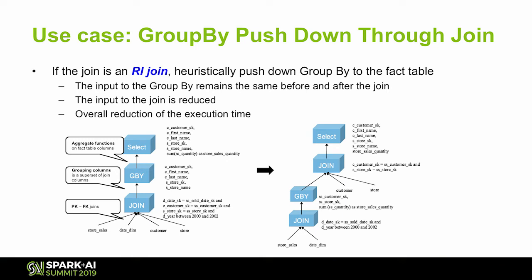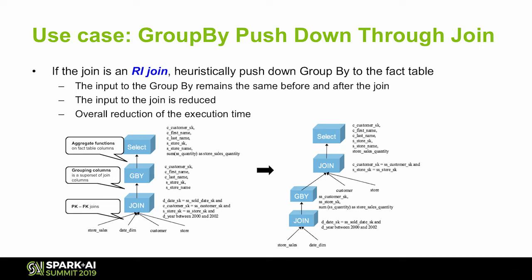And in general, you would probably use cost estimates to figure this out. But when it is an RI join, and under certain conditions, you can heuristically push down the GroupBy below a join. In that case, the input to the GroupBy would remain the same before and after the join. And the input to your join is reduced, and this gives us an overall reduction of the execution time.